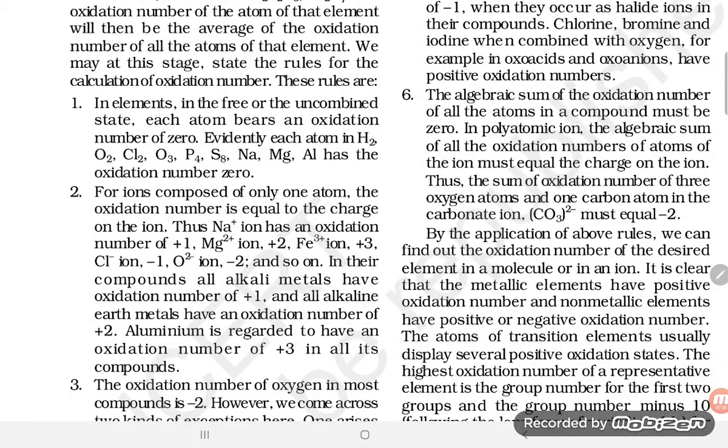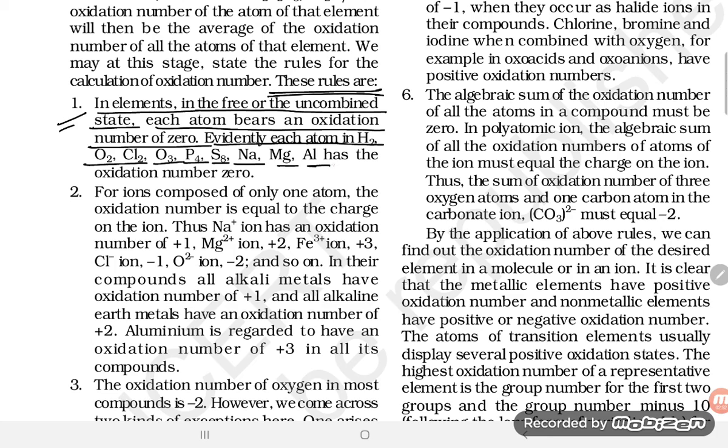Let us have a look at the rules for oxidation number. The first one: in elements in the free or uncombined state, each atom bears an oxidation number of 0. Evidently, each atom in H2, O2, Cl2, O3, P4, S8, Na, Mg, Al has 0 oxidation number. If it is in the free or uncombined state, it should have 0 oxidation number.